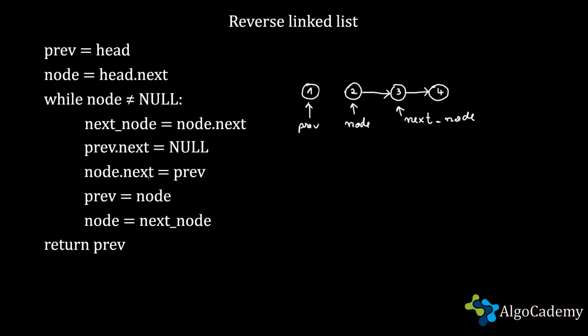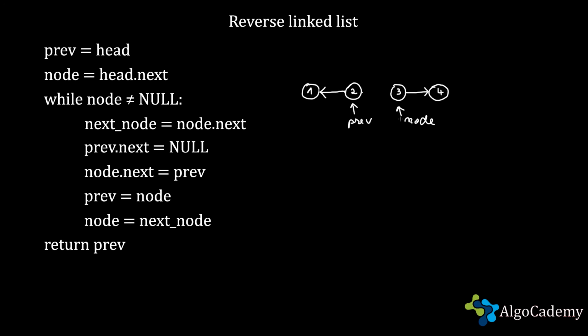Okay. Node next equals prev. Node next, which was this link, pointed to next node. Now it's going to be changed to be this one. Node next equals prev. Now we have this link. Prev equals node. So now prev is going to point here, right? And node will point to next node. So now node is going to point here. Awesome. Okay, cool. Everything seems quite okay so far.